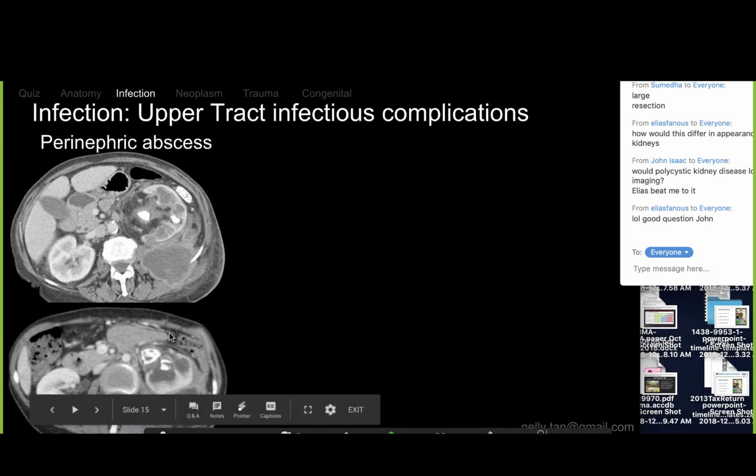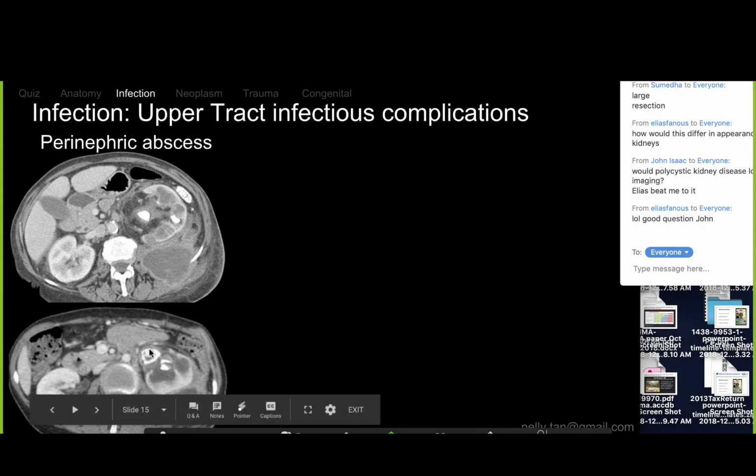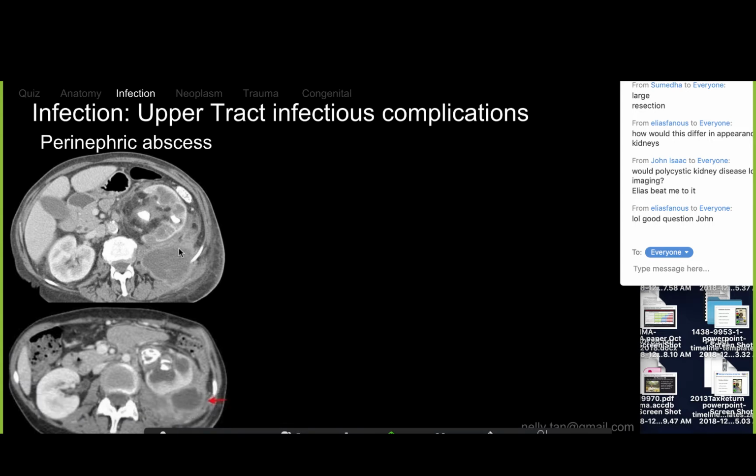So here's another example of XGP. So you have a large staghorn stone, and then you have these hypodensities within the medulla from the indolent infection, and then you have a complicated, this toolbar is in the way, but it shows a similar thick-walled, rim-enhancing fluid collection in the posterior renal space, which is a perinephric abscess.